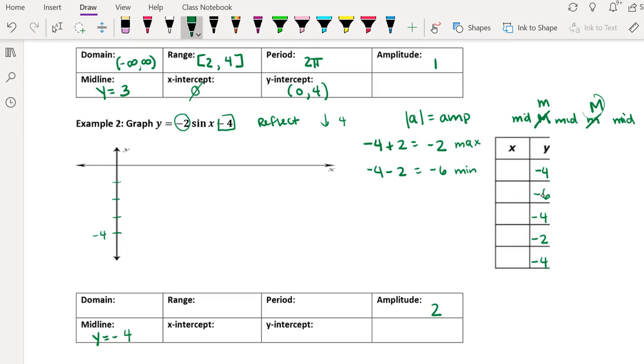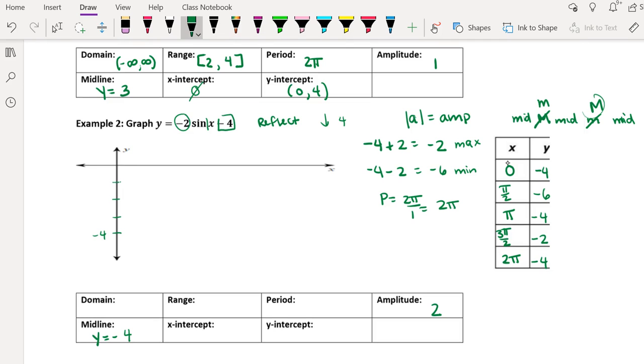Okay. Do I have a period change? So I look at my B value. My period is equal to 2 pi divided by B. In this case, B is 1. So I still have 2 pi. There is no minus anything in parentheses, so there's no phase shift. So I can go from 0 to 2 pi, which means these values are all the same, 3 pi over 2. Okay, so I'm going to go ahead and plot these points.